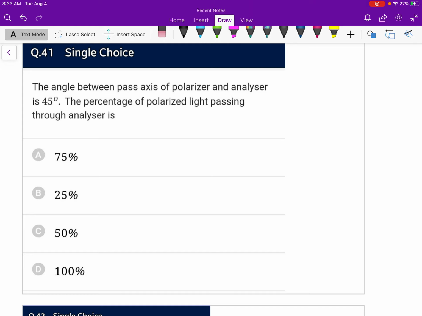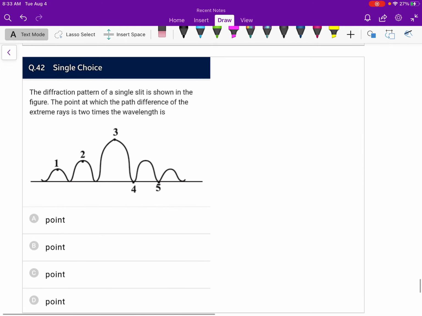The angle between the pass axis of the polarizer and the analyzer is this, the percentage of polarized light. So I2 is I1 cos square 45 degree, so that is I1 by 2. So 50% of energy passes through the analyzer.